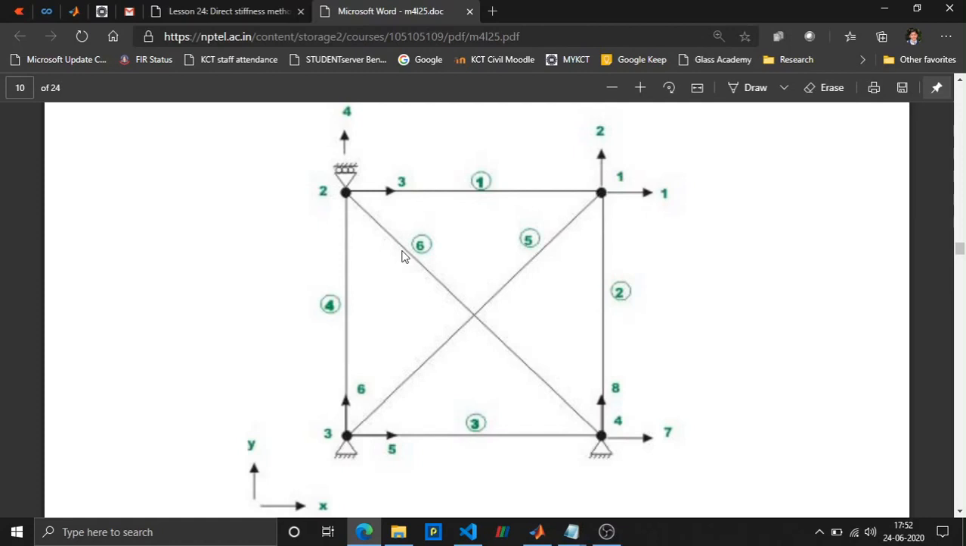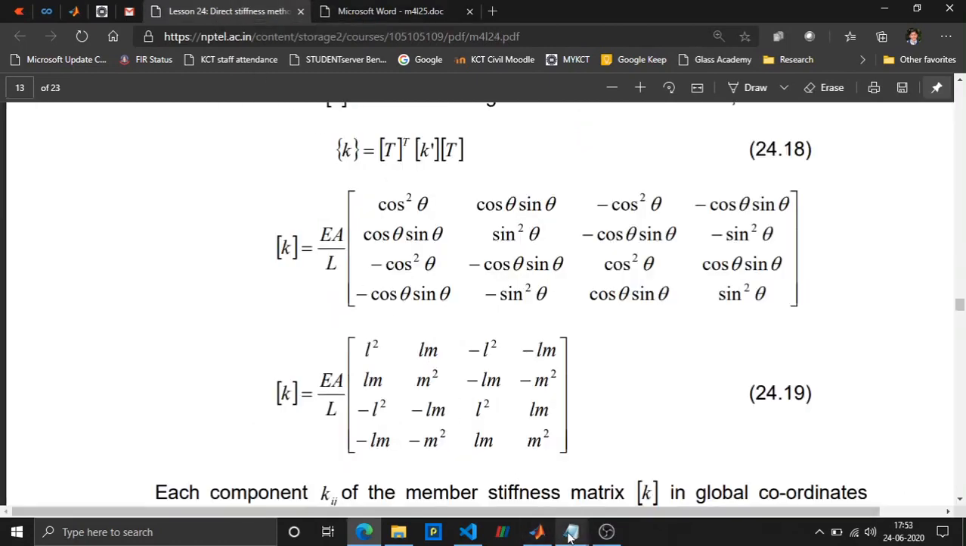The next step is to identify the global coordinates. Each and every node has 2 global coordinates, one in the horizontal direction, the other in the vertical direction. So for 4 nodes we have 8 global coordinates. Our next step is to write the element stiffness matrix for each element.